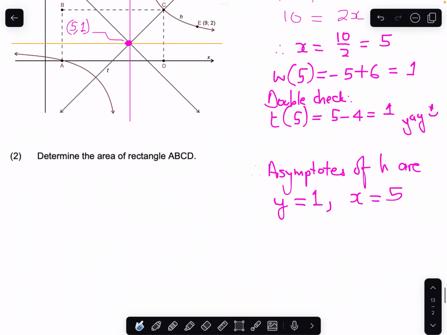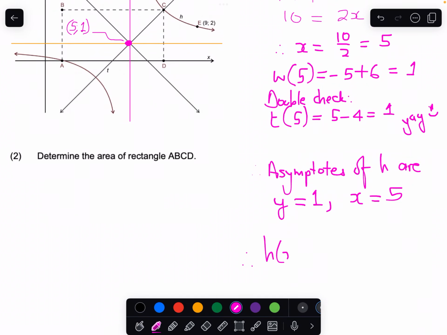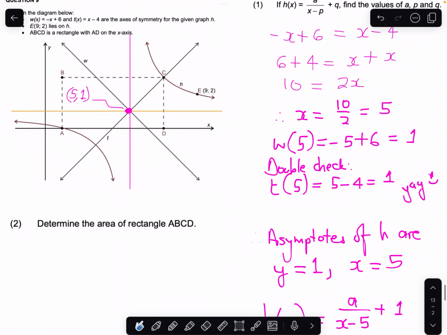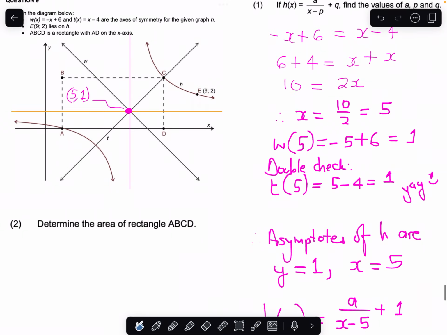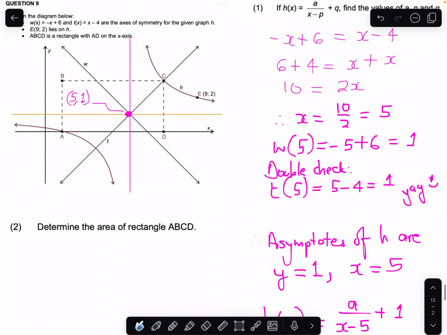So that tells us that h(x) = a over, so the hyperbola has moved to the right by 5 units, and it has moved up by 1 unit, because ordinarily this asymptote would have been here on the x-axis and this one would have been over there at the y-axis. So far we have 3 pieces of the puzzle sorted out.